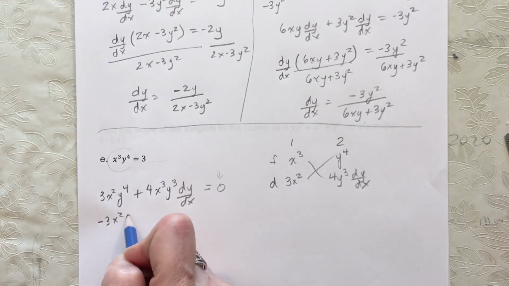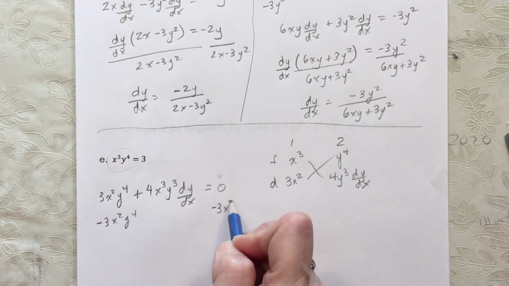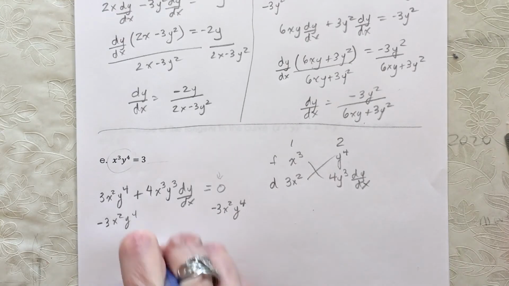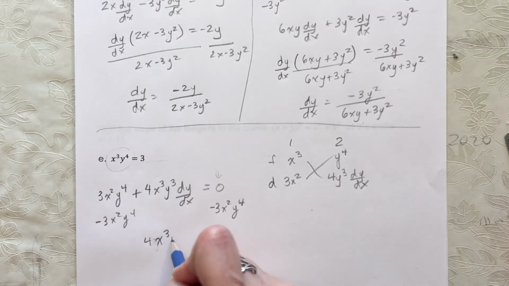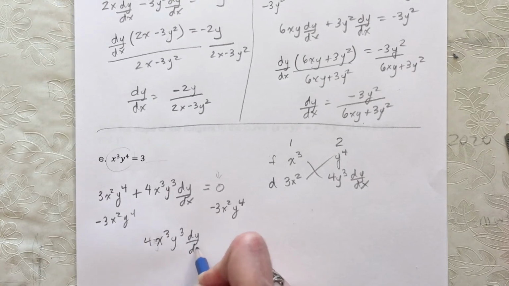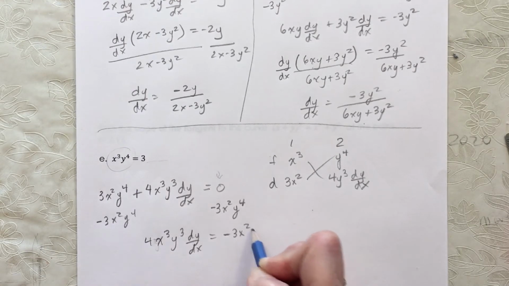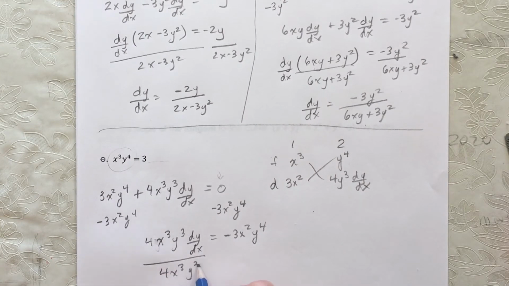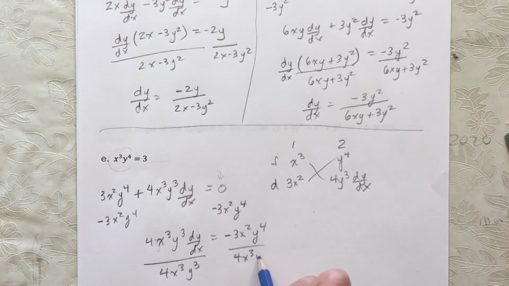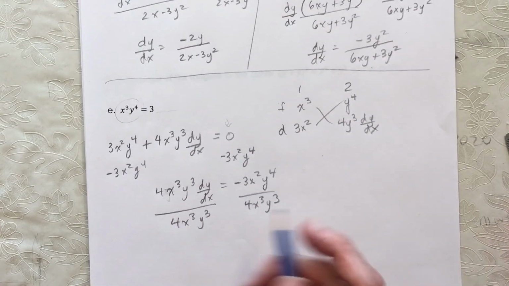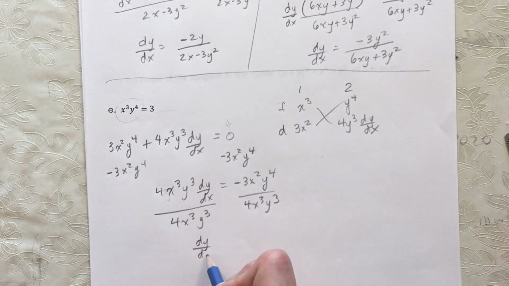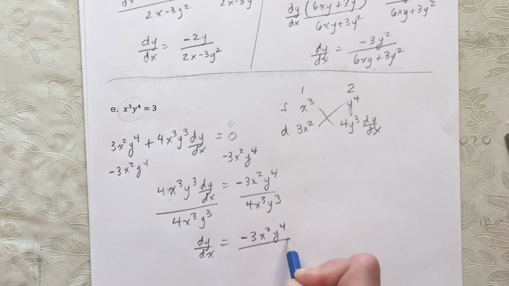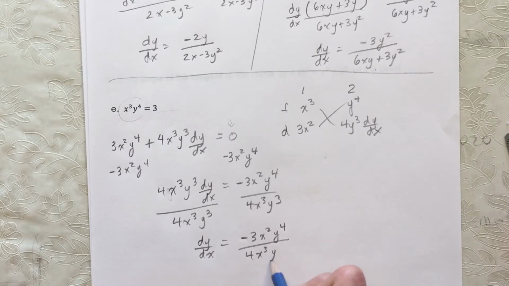Subtract 3x squared y to the 4th from both sides. 4x cubed y cubed dy by dx is equal to negative 3x squared y to the 4th. Divide both sides by 4x cubed y cubed. And we get that the slope of the tangent, y prime, dy by dx, is going to be negative 3x squared y to the 4th over 4x cubed y cubed.